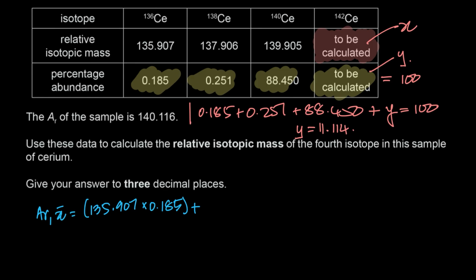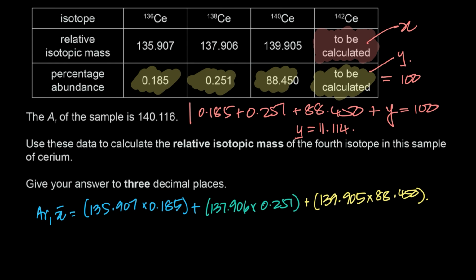Which happens to be 137.906 times 0.251. The third isotope is 139.905, which is clearly the most popular one. That is the most common isotope. Plus, now you need to add the fourth one. You might ask, hey, so what am I doing here?